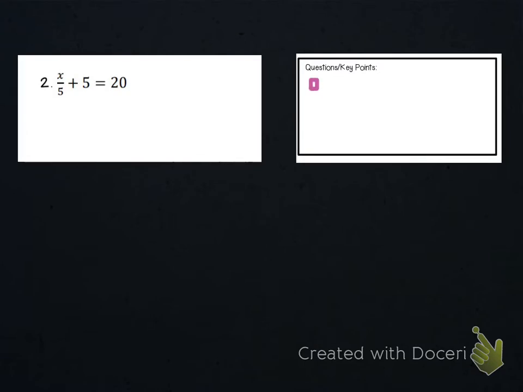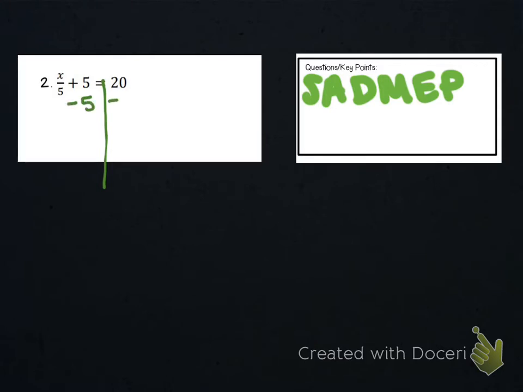Remember, we have SAD-MEP. Okay, so we're going to draw a line through our equal sign first. And then our operation is addition, so we're going to subtract 5 on both sides. 5 minus 5 is 0. So I have x divided by 5 equals 15.